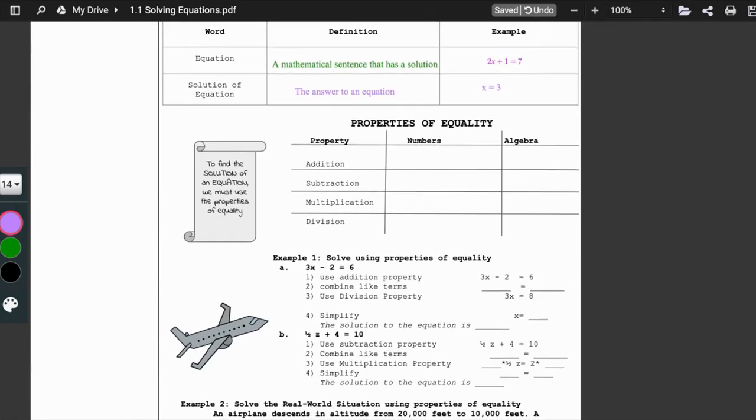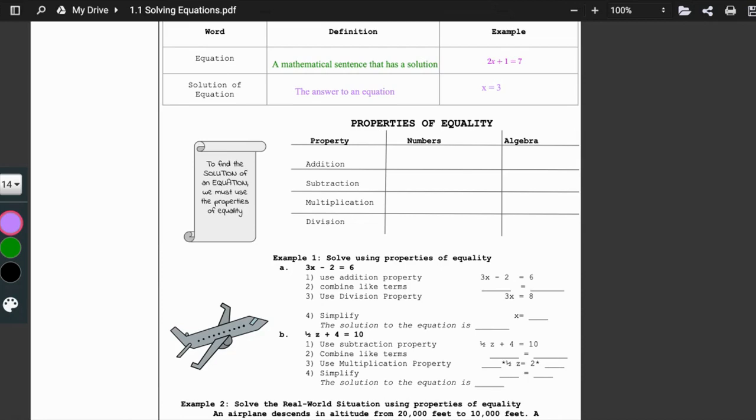So we've got to talk about the properties of equality. Notice we have this note on the side that says to find the solution of an equation, we must use the properties of equality. And this is just a different name for inverse operations.